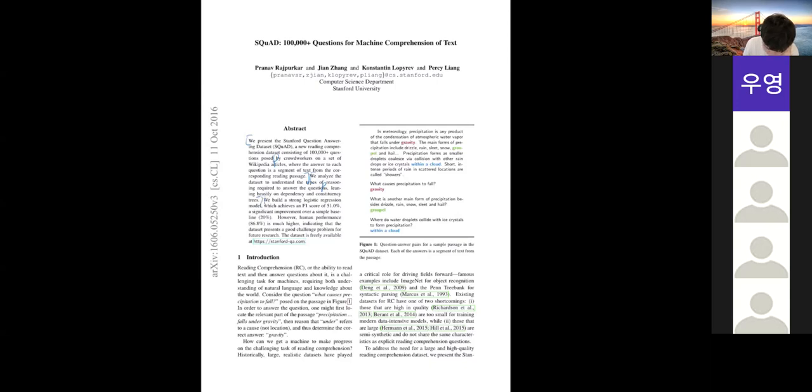We build a strong logistic regression model, which achieves an F1 score of 51%, a significant improvement over a simple baseline. It's kind of proposal plus experimental results, right? However, human performance is much higher, indicating that the dataset presents a good challenge problem for future research. This is kind of implication, right? So that's one way to analyze the paper.